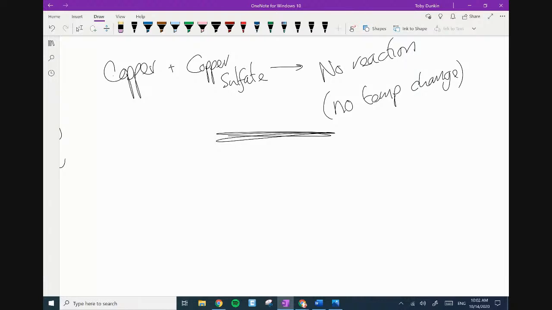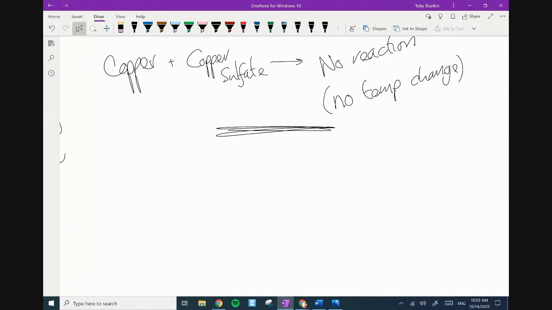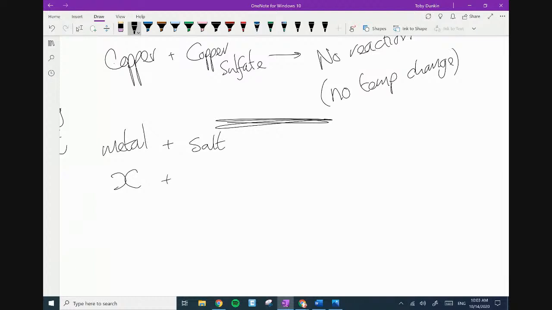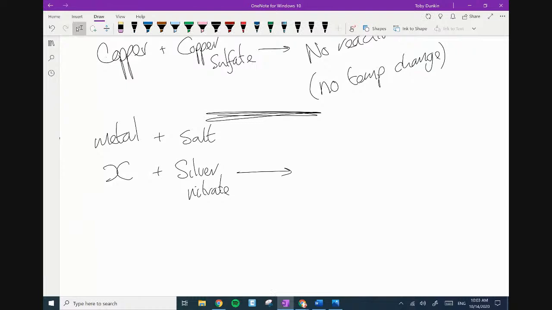This is hard. Who's going to be the first person on the chat for that? Let's see. Silver nitrate. Jack is on it. Outstanding. Well done, Jack. So Jack is going to grab metal X. He's going to react it with a salt, and he's chosen silver nitrate. Well done, Julius. Well done, Ian. Great job. X and silver nitrate. What I'm now going to tell you is you form silver and X nitrate.